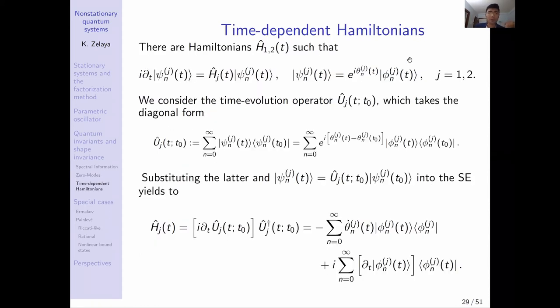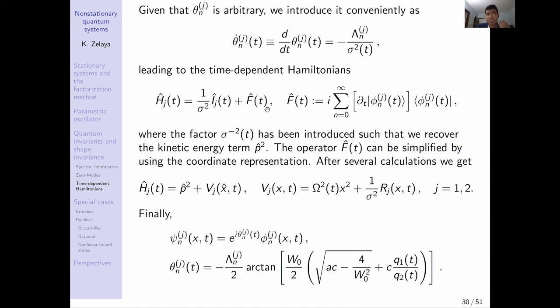So the only part left to compute is basically the time-dependent Hamiltonian. Well, this procedure is a bit long, so I don't think I have enough time to explain in detail. But the main idea to construct the time-dependent Hamiltonian involves the construction of the time evolution operator. If we have the solutions of the complete basis for the quantum invariant, we can generate the evolution operator just by using this sum.